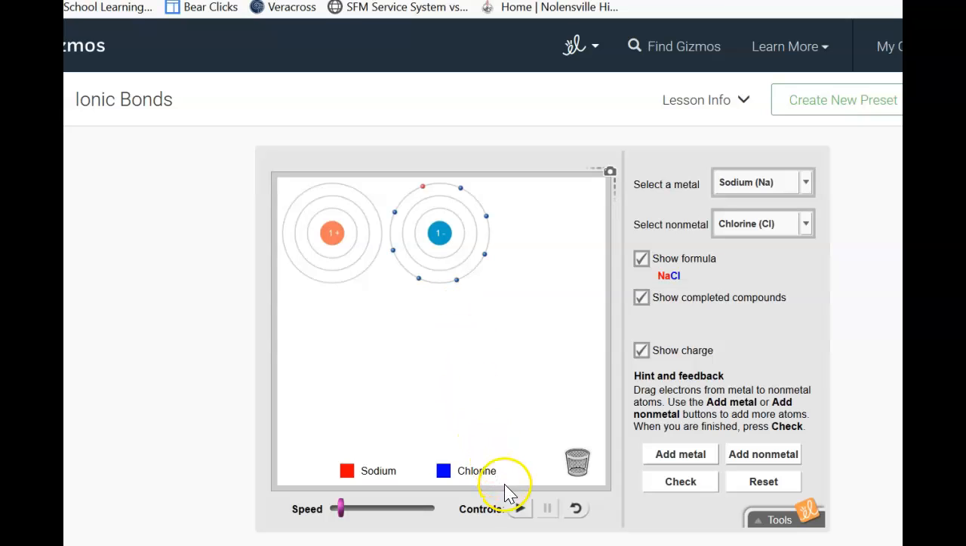When we put them back into motion, we can see that the two are magnetically attracted to each other. Opposites attract.